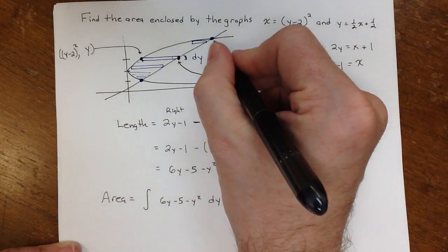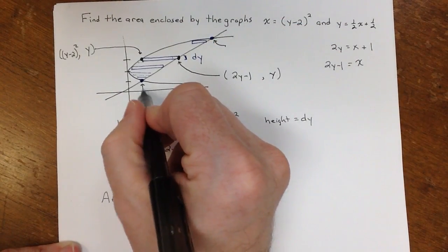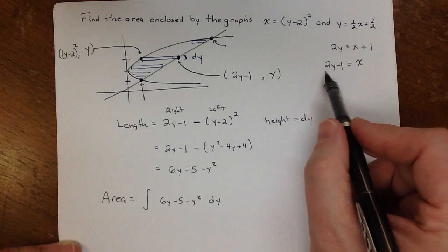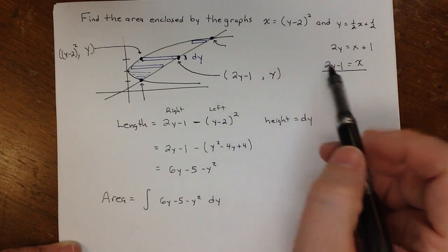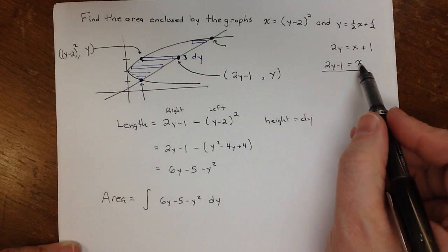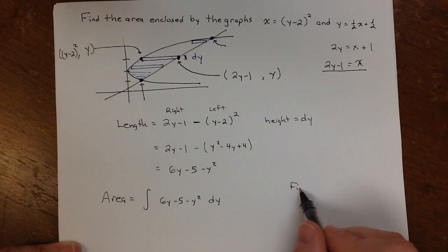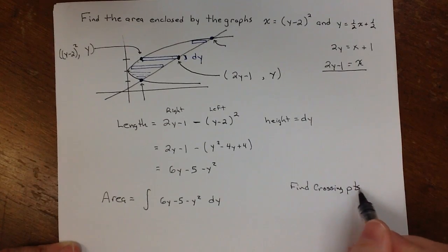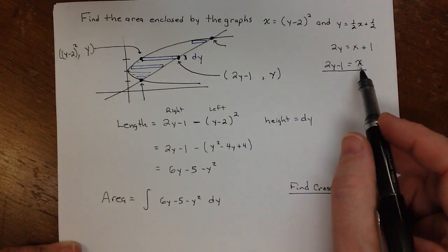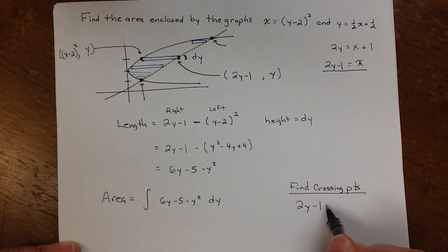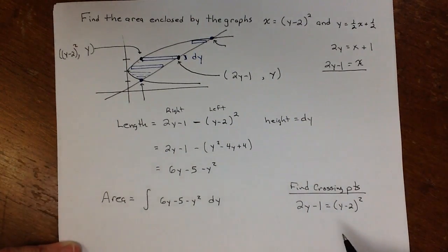So what we need is the y-coordinate of these 2 points here. That's where the parabola and the line cross. So I'm going to take the line and plug it in up here into the parabola. Now notice the parabola was originally solved out for x, and this is solved out for x here. So to find the crossing point, I'm just going to set them equal to each other. So this is x is 2y minus 1. This is x is (y minus 2) squared. And I've got to solve this.